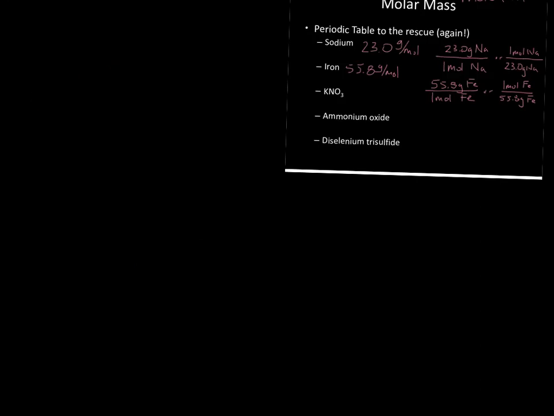Okay, why don't you try that last one by yourself, diselenium trisulfide. See if you can write the formula, and then turn the formula into a molar mass. Okay, so we've got 2 seleniums and 3 sulfurs, and when we put those together, we would get a final molar mass of 254.2 grams per mole.